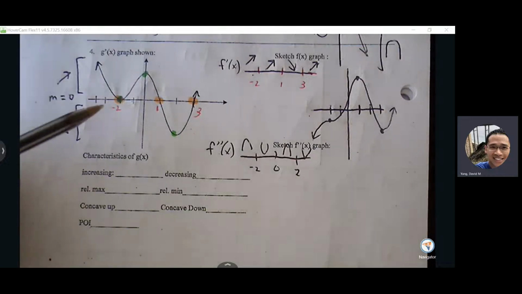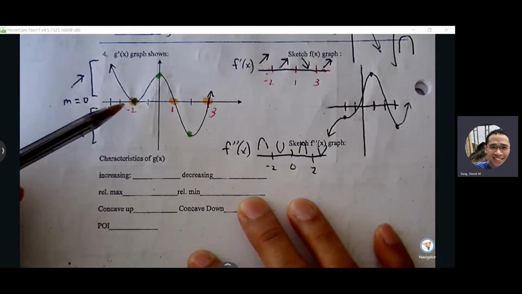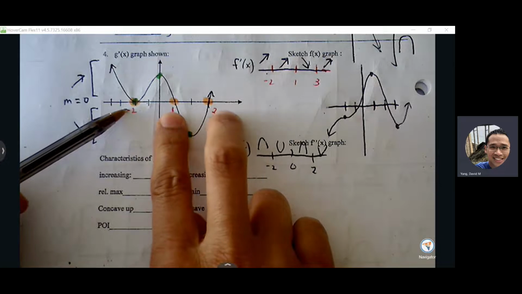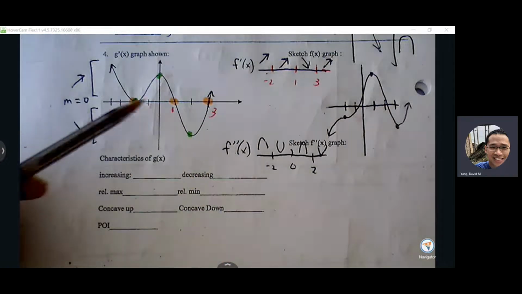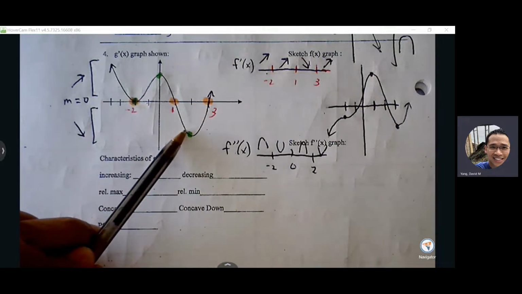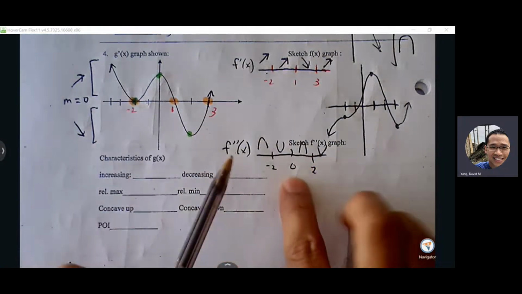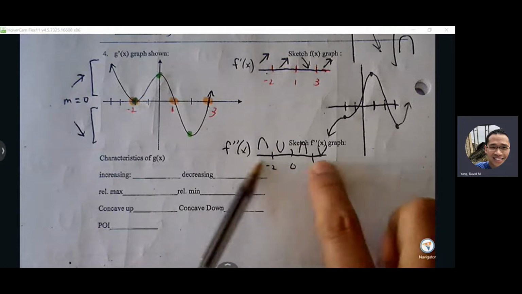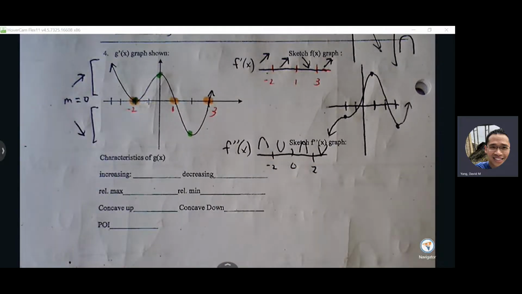Okay, so what you do here is now you're going to be paying attention to the peaks and valleys of your derivative graph. The peaks and valleys of your derivative graph. So -2, 0, and 1. Those are your points of inflection. And then we can go ahead and put those onto our concavity sign line. And now we have to fill out concave up and concave down.